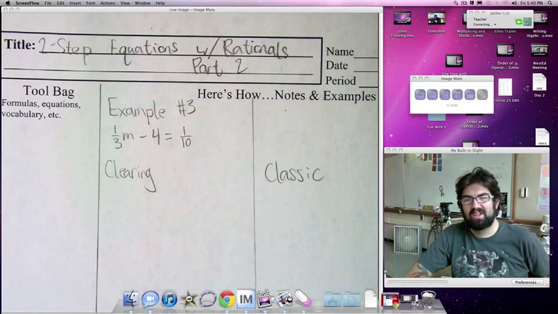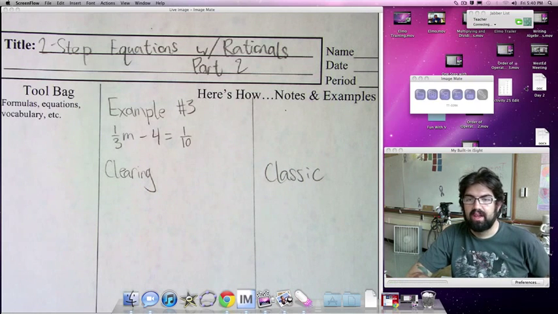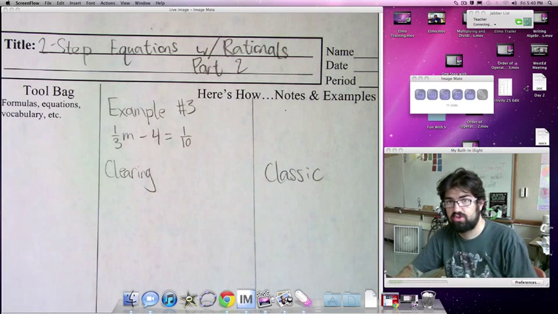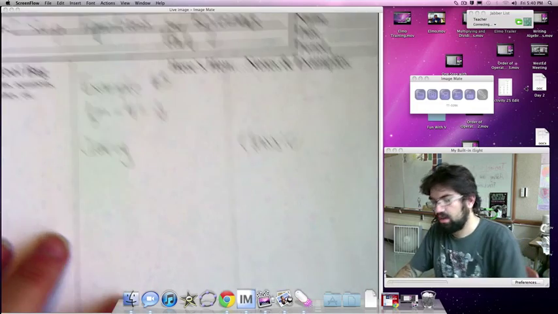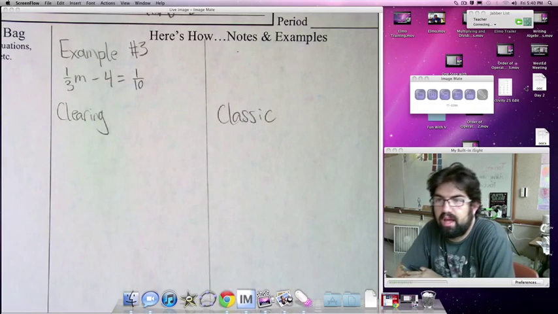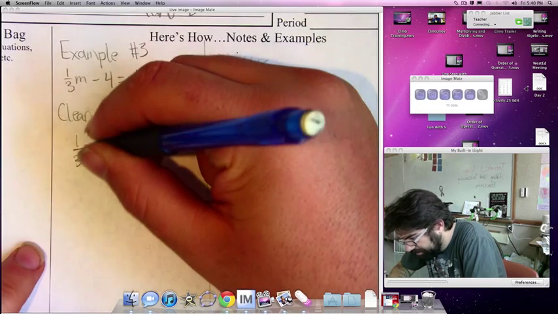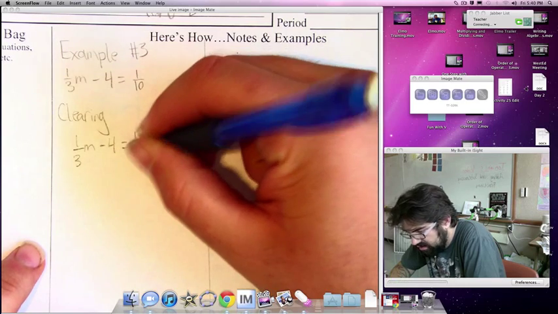I'm going to show clearing is just a method of clearing the decimal, but also it's used for clearing the fractions also. I'm going to do clearing actually first this time because dealing with whole numbers and natural numbers is a lot easier than dealing with the fractions. So I'm going to look at 1/3 m minus 4 is equal to 1/10.